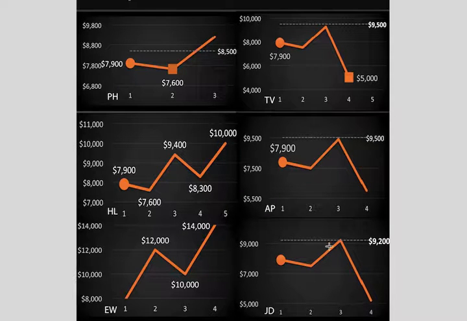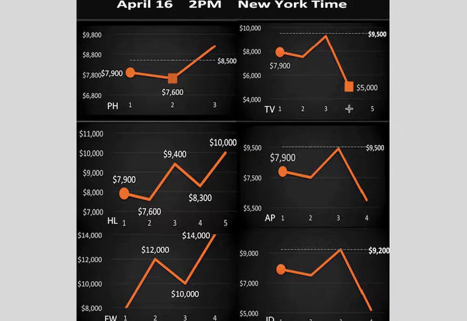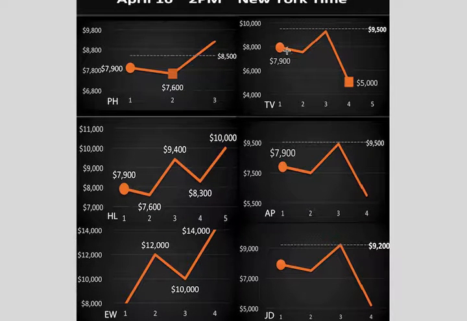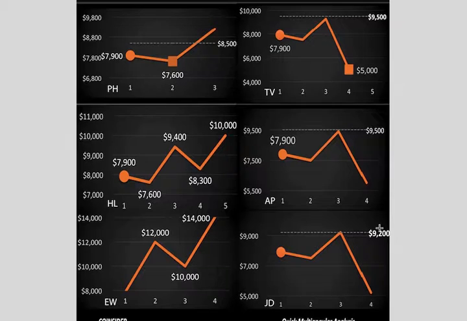On the right hand side we have the bears. We have also a little zigzag, but temporarily down, all going up and then back down. Looks like below $6,000. That's the bear scenario.